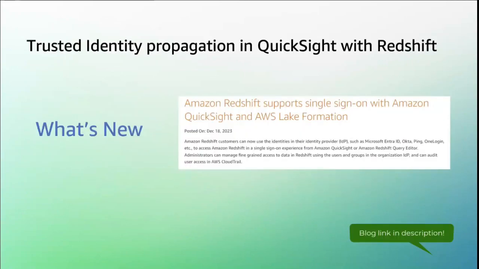All right. So what was recently launched? Today's topic is trusted identity propagation in QuickSight with Redshift. Recently in December, we launched support for trusted identity propagation from QuickSight to Amazon Redshift. That is through IAM Identity Center. What additionally was launched was through Lake Formation as well. So it is supported for both Redshift and Lake Formation. Redshift now supports that, and so does QuickSight. So that is something new that we have launched. And how it works is what I'm going to cover as part of this session today.